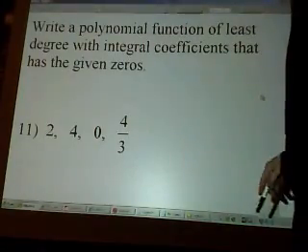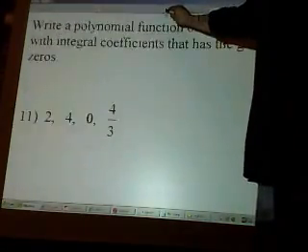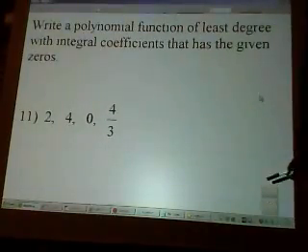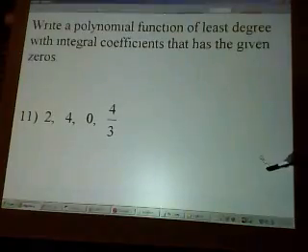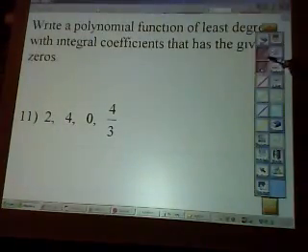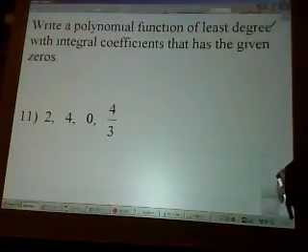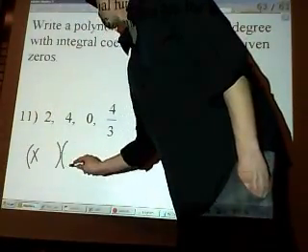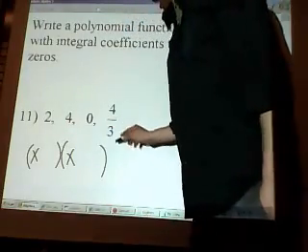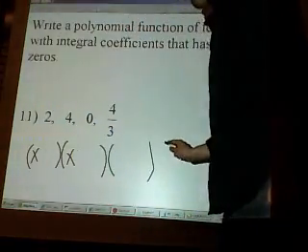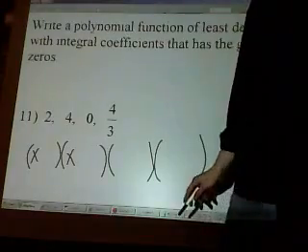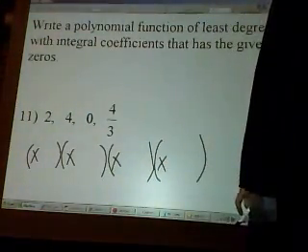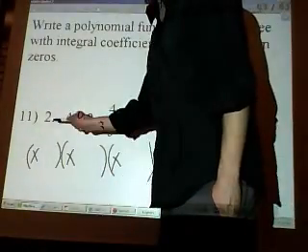So we're going to write this as x. Put how many factors? Well, we have 4 zeros. So if it has 4 zeros, that means it has to have 4 factors. So now, like I said, you change the sign of everything.